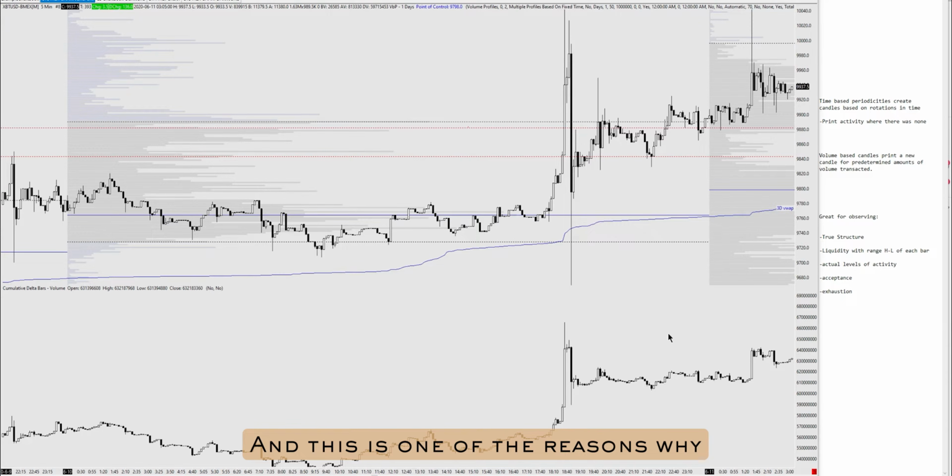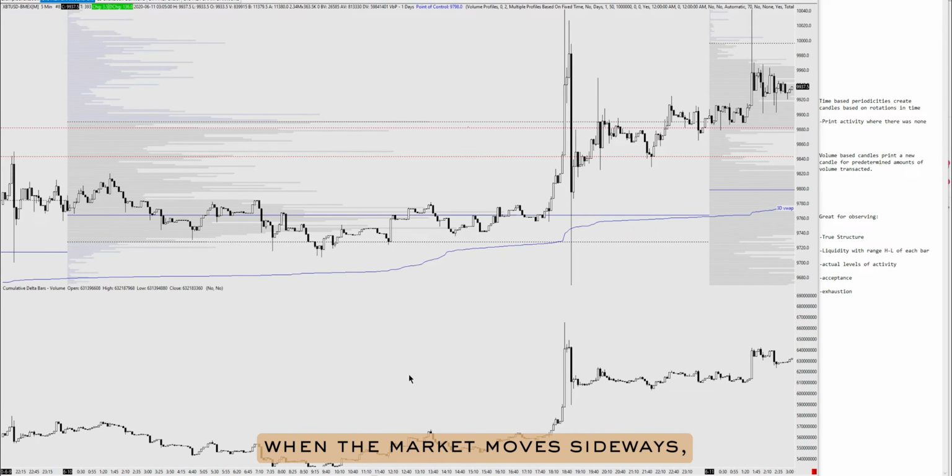And this is one of the reasons why this kind of periodicity can hurt our trading. Okay. It prints activity where there might not be any. So there are times when the market moves sideways, when there is really no trading activity whatsoever, but just because time passed, our chart is going to register some type of structure. So it typically will look like this when there's no activity.